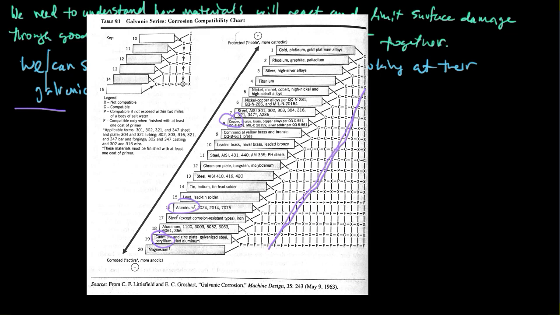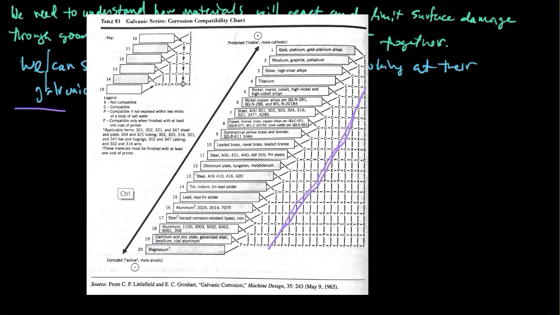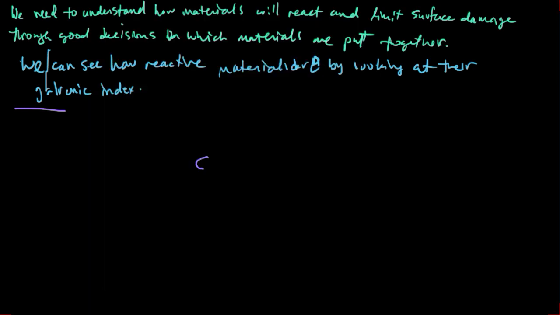So often what's used in some applications when you have dissimilar materials is a galvanic union, and these are used to prevent galvanic corrosion.